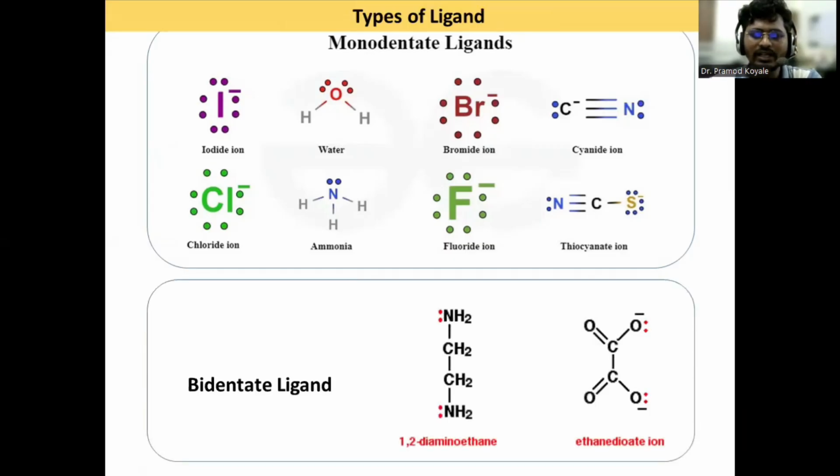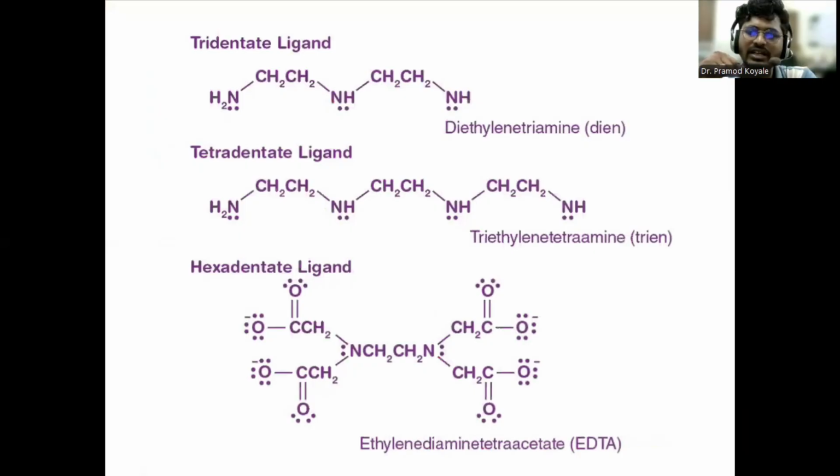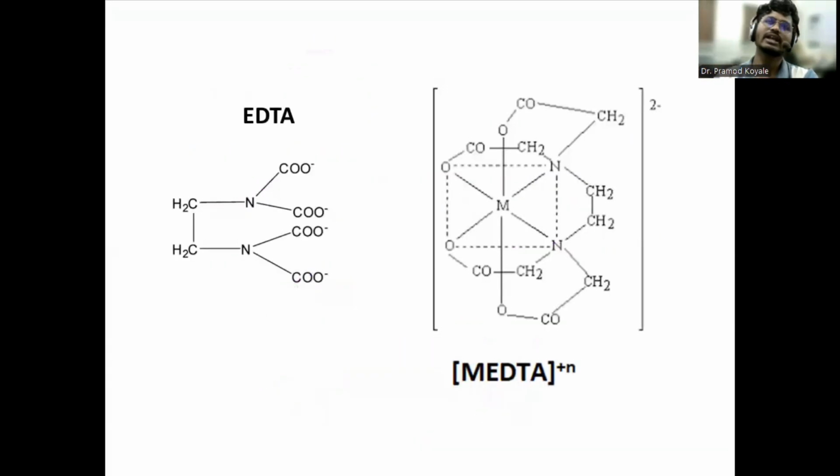Then regarding bidentate ligands, for example, ethylenediamine or oxalate ion. These are the types of ligands which have two donating sites. They can form two bonds at a time with the central metal center. In connection with the tridentate ligand, the ligands have three donating sites and they can form three bonds with the central metal center, and so on. Tetradentate, hexadentate. Hexadentate or pentadentate ligands are polydentate ligands actually, and they are able to form a ring-like structure in the complexes.